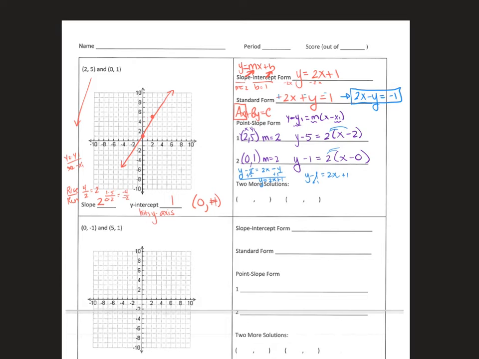So if I continued the slope and went up 2 over 1, then I can find another point. Up 2 over 1, I kind of missed with how crooked my line is, but that gives me 2 other ordered pairs. So I have (3, 7), and then I have (4, 9).